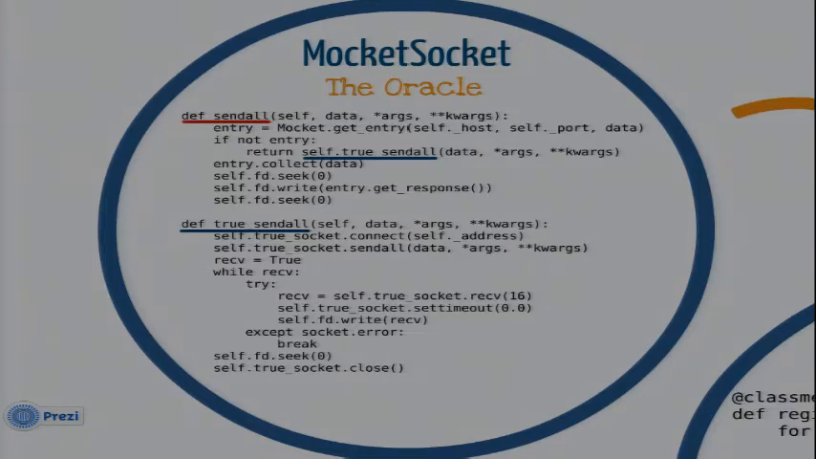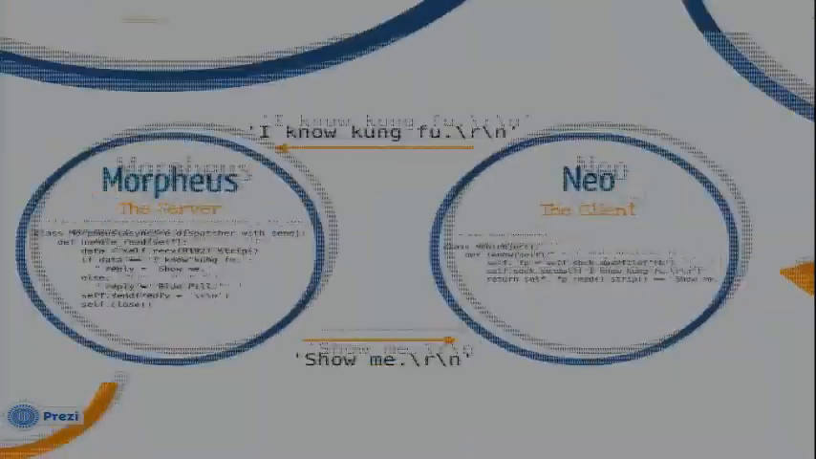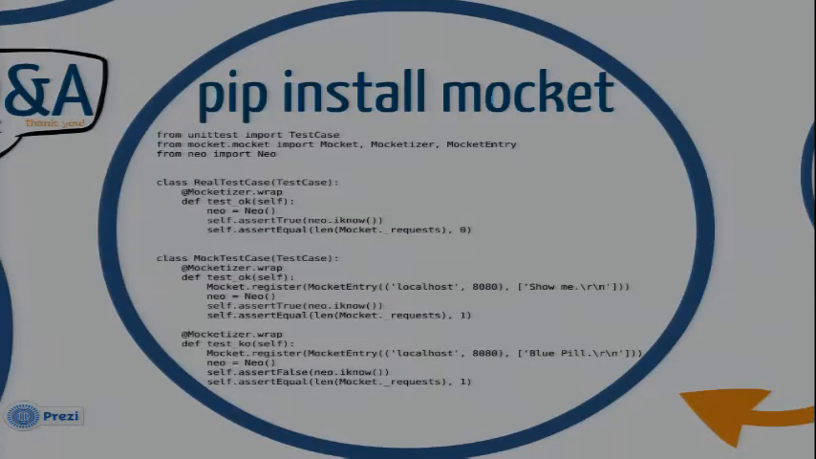Because it's basically skip that if not entry. You don't want to call the true call, okay? And anyway, you can check if you call the true socket in this way, because Mocket request is equal to zero.